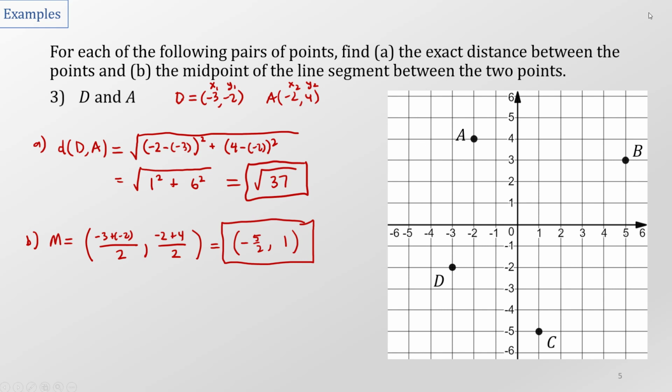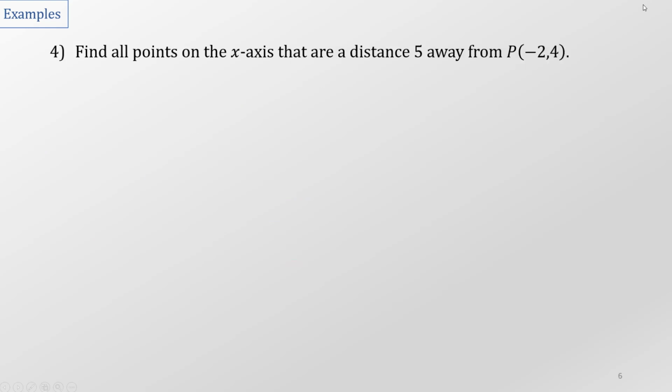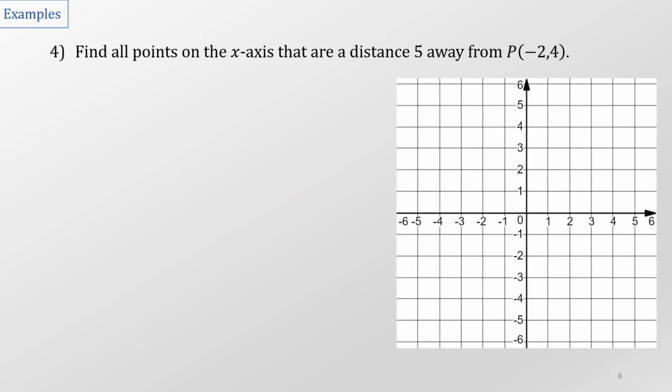One last problem here in this set. I want to find all points on the x-axis that are a distance 5 away from the point negative 2, 4. So let's try to get a visual of what's going on here. We have the point negative 2, 4. It's our point P here. And then we want to go 5 away. Now if I go 5 straight down, I get to this point down here.